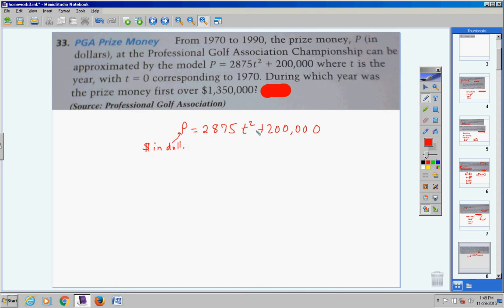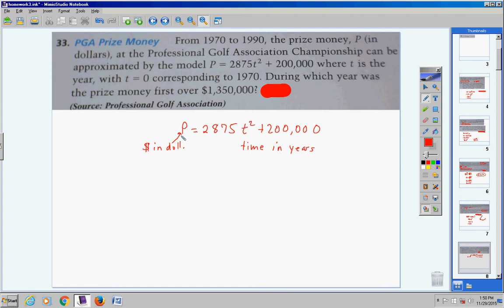T is the year. Okay, so T equals 0 represents 1970. So T is your time in years. Alright. So here we go. During which year was the prize money first over 1,350,000? Now, you've got two variables here, guys.